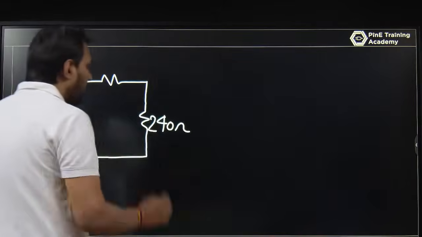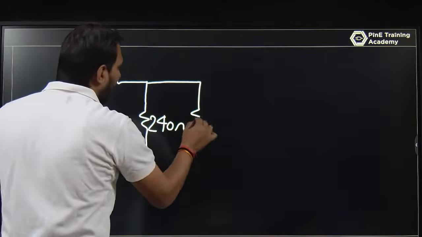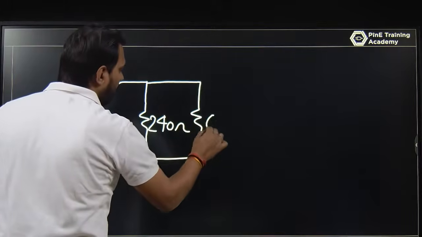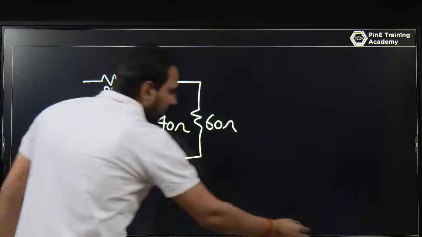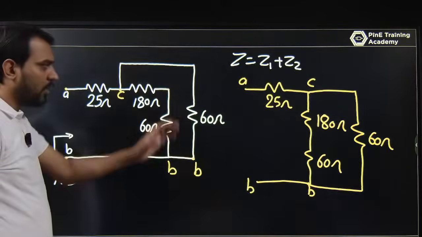So this is 240 ohm. Now you have a parallel with a 60 ohm. And this is, I think, 25 ohm. Just check it, this is correct or not. This is 25 ohm.